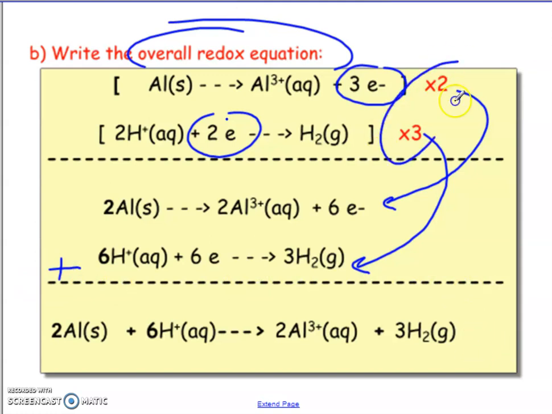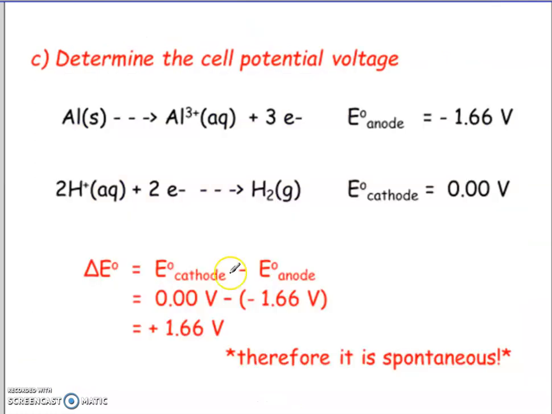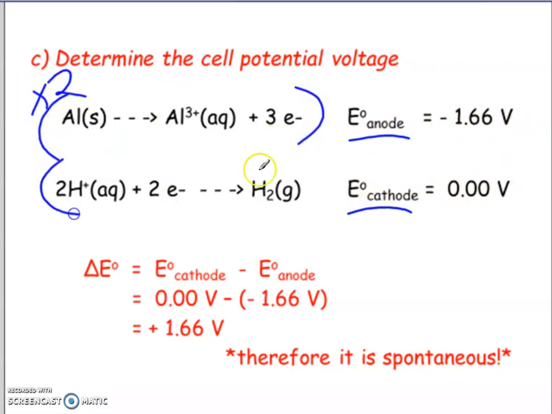Now, even though we multiplied by factors here to get the overall redox reaction, when you are calculating your potential voltage, you do not multiply your E values by the factor. Even though we took this and multiplied it by 2 and multiplied this by 3, you do not do that to the actual voltage values. Okay, so it stays exactly as is from the reference tables.